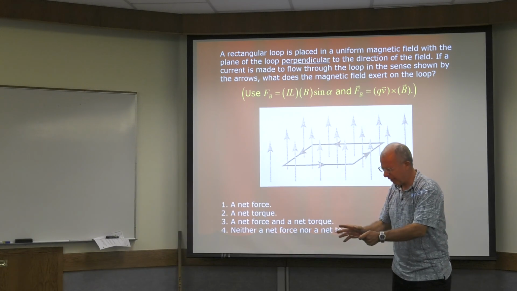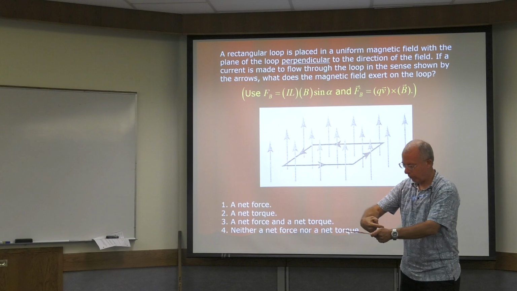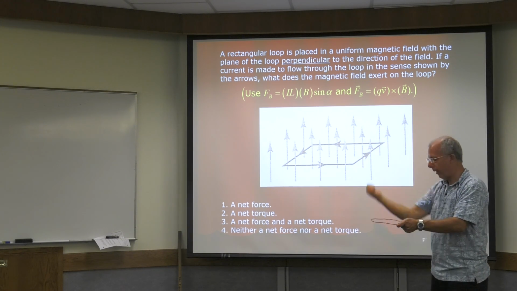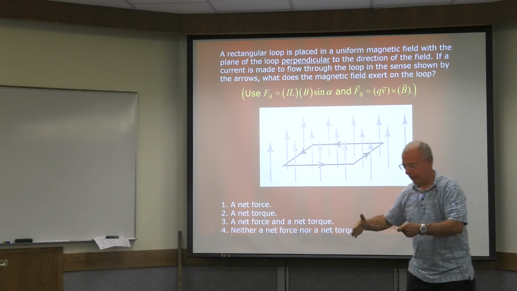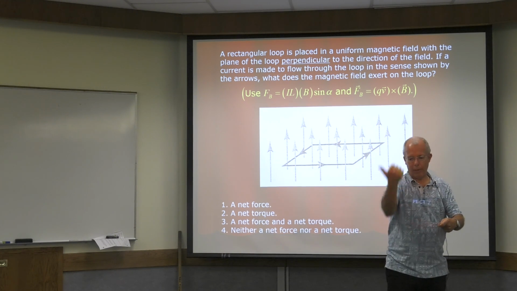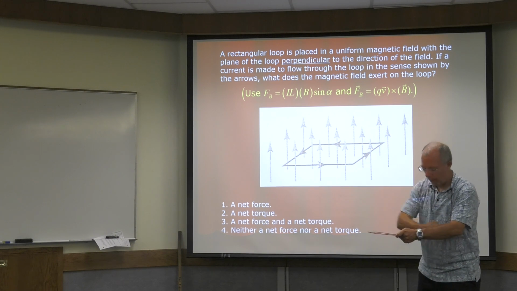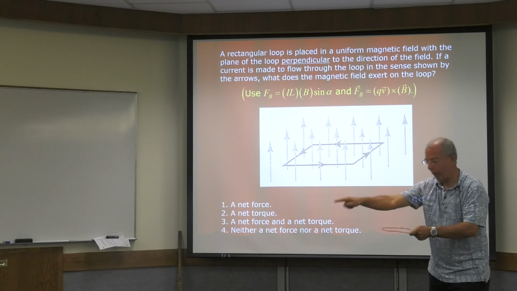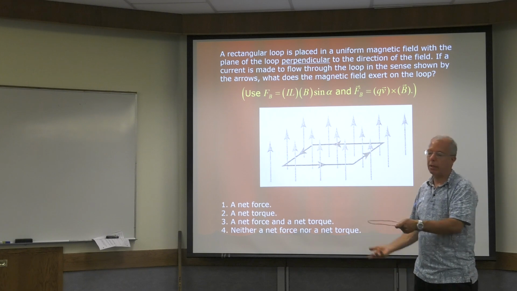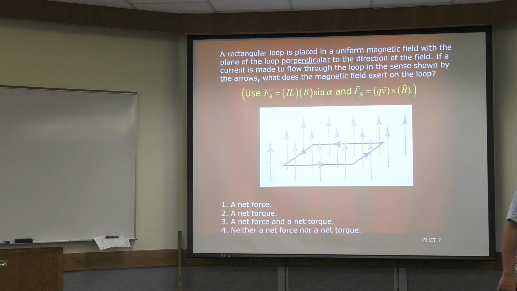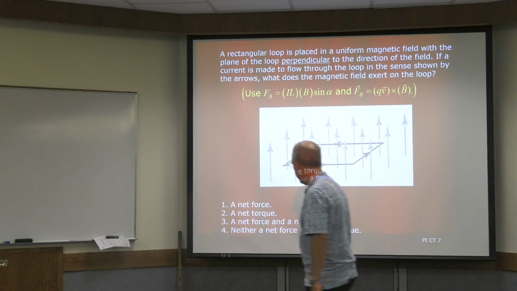So again, pretend this is a rectangle. Force that way, force that way. Here, IL is this way, B field is that way, force is that way. Here, IL is this way, B field is that way, force is that way. Okay, so what am I saying? Force that way, that way, that way, that way. What's going to happen? Nothing, right? Everything's going to cancel, right? The forces are all going to cancel, and nothing happens.